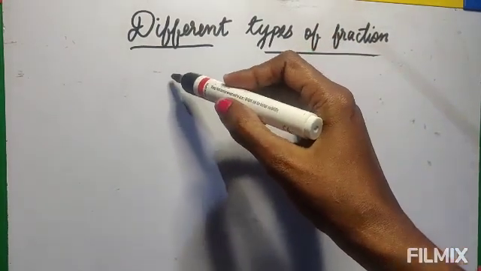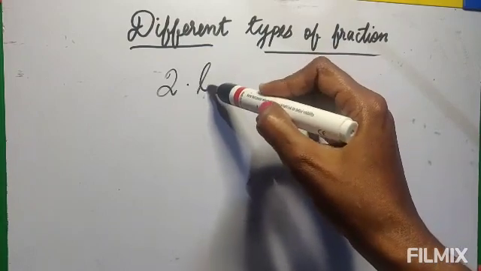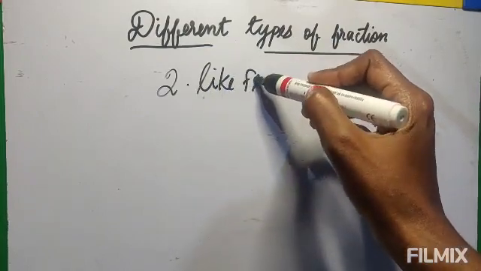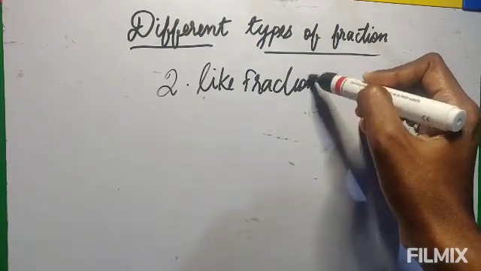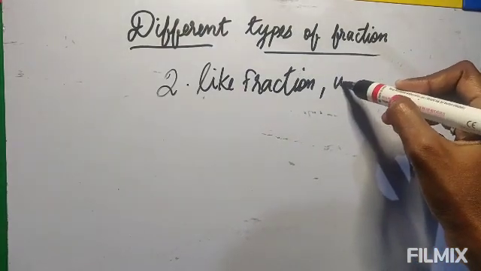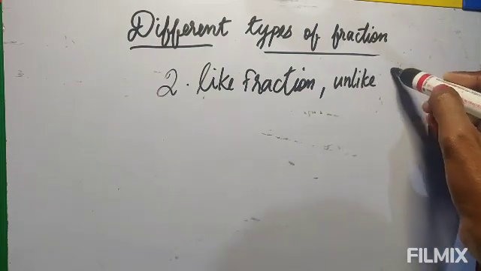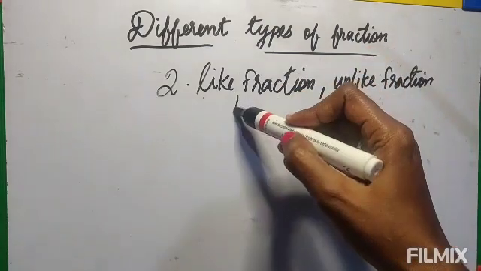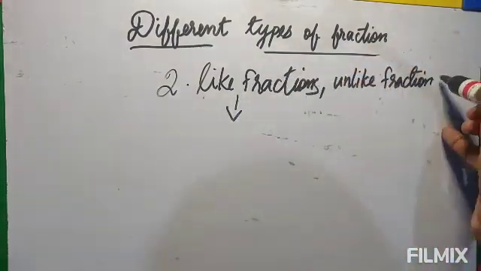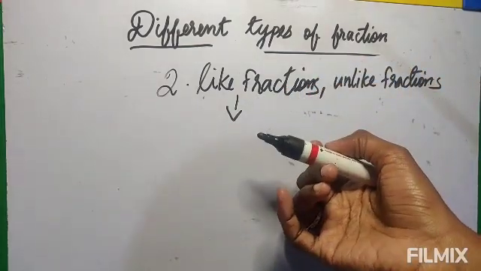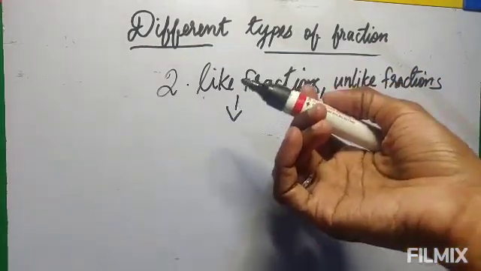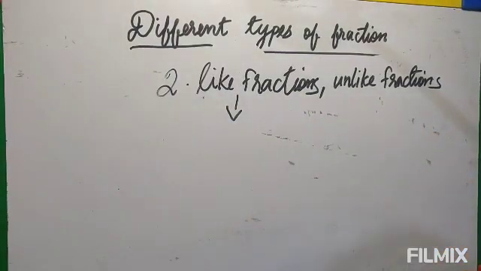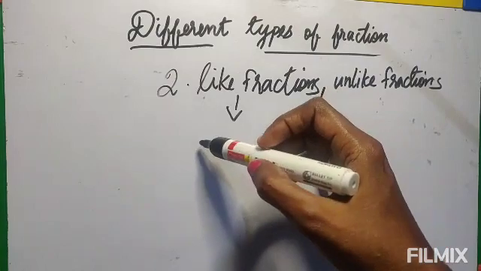Now let's see the next types of fractions: like fractions and unlike fractions. In like fractions there will be more than one fraction. With only one fraction we cannot say which is like or unlike. There must be two or more fractions, then only we can identify whether they are like or unlike. Now let me give an example.